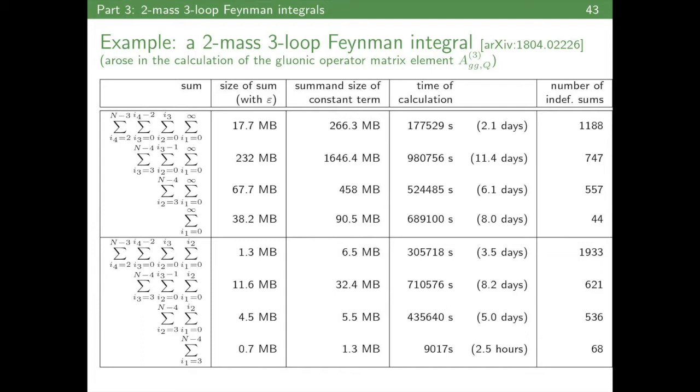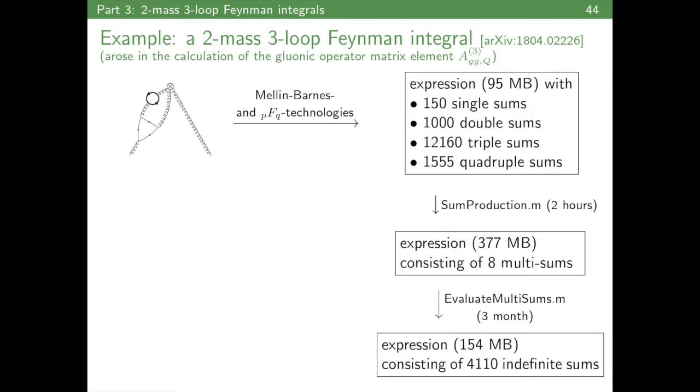And here's a quadruple sum. The summand was 1.6 gigabytes. And it took about 11 days, and I found about 800 sums to represent it. So doing all these 8 sums took about 3 months on several computers, and it was an expression of 154 megabytes consisting of 4,000 sums.